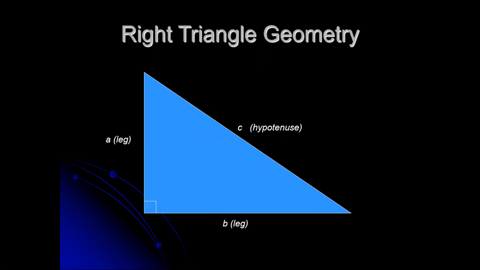The letters A, B, and C are arbitrary. In fact, we'll call them different names depending on the situation. But A, B, and C are traditional, with A and B being the legs and C being the hypotenuse.